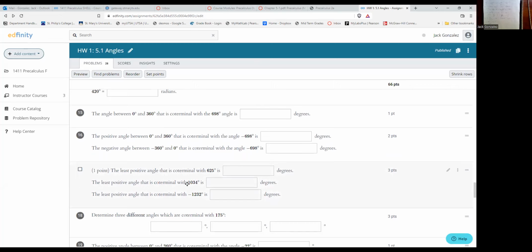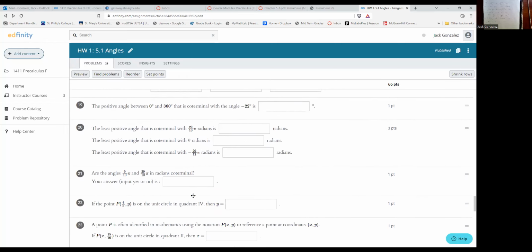They want the smallest one that's still positive and coterminal to 1034. So here just keep subtracting 360 until you are below 360. That will be your answer here. Over here, you keep adding 360 until you get above negative 360. That's pretty much it.